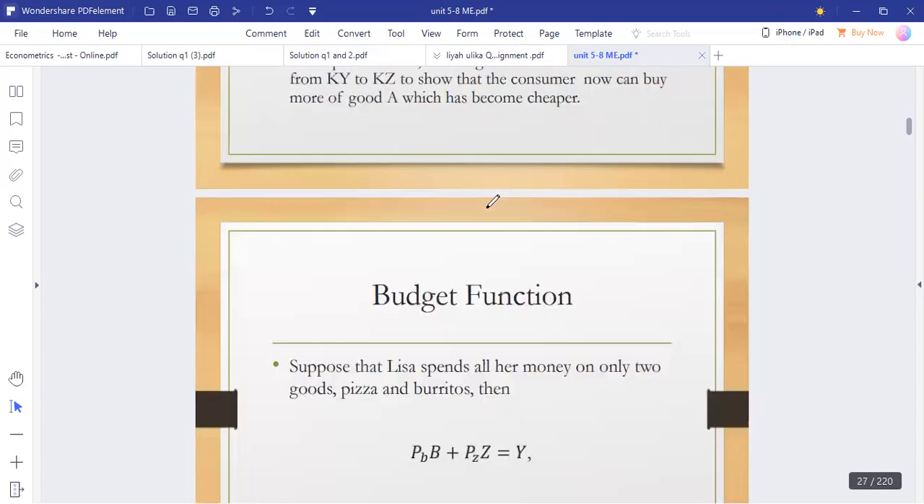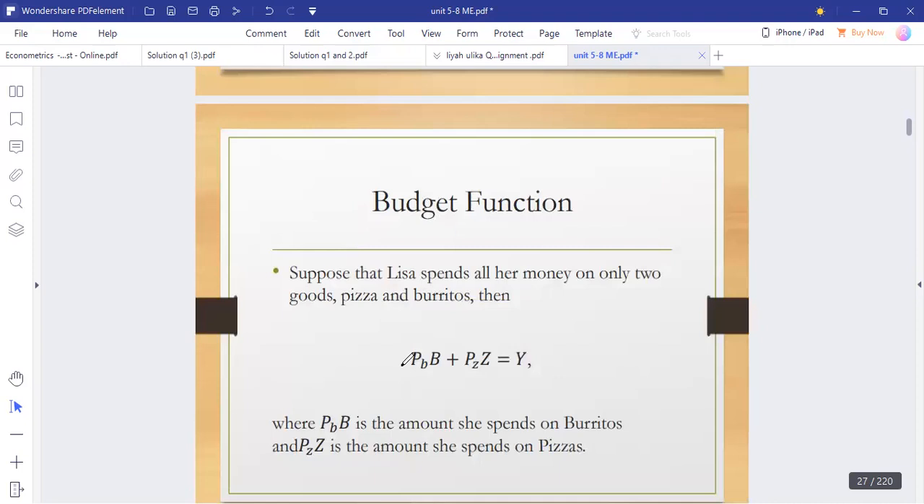So our budget line is given by price of good X times X plus price of good Y times Y. This will give us our income, which is denoted by Y or I. All these stand for income. You can use any of these letters.